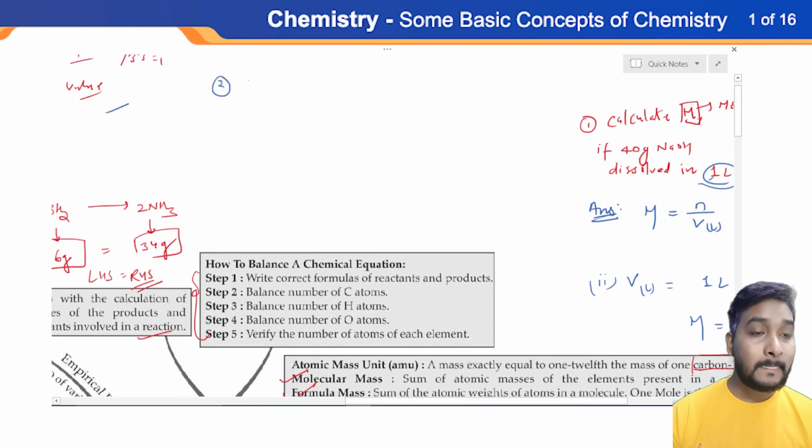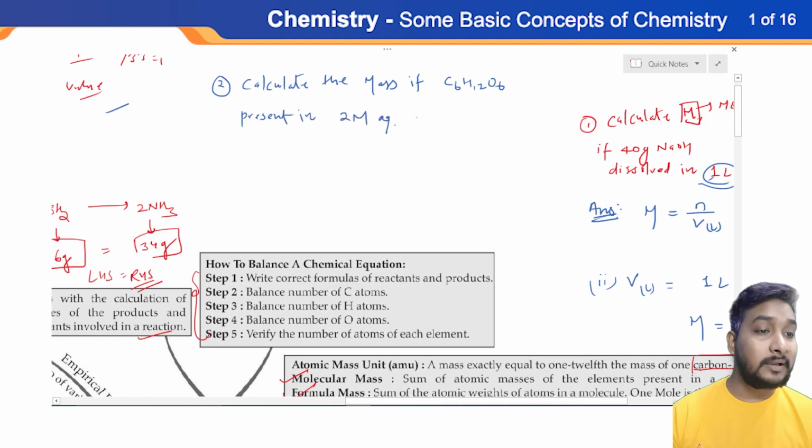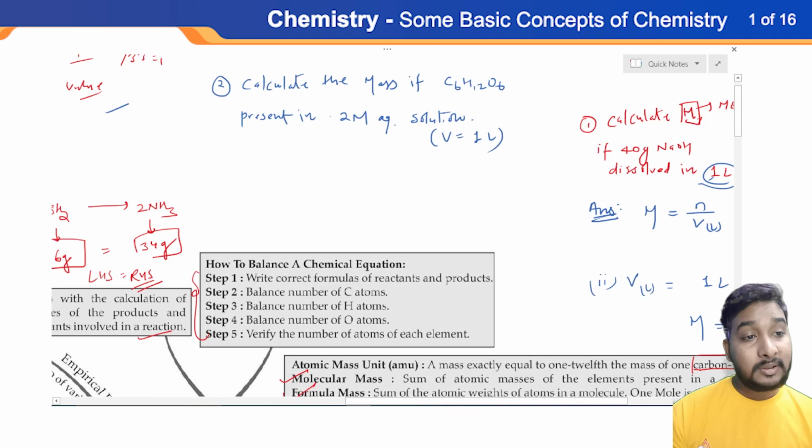Now, question number 2 is: calculate the mass of C6H12O6 present in 2M aqueous solution, and volume is given, that is 1 liter. Now in this question molarity is given.